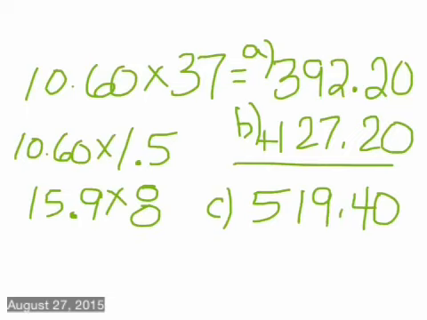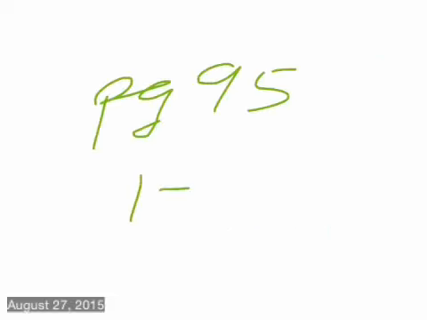So as far as our steps go, that's what we're doing. So we're just adding an additional step than what we did yesterday. Is everybody okay with that? Okay. So on page 95, we're 1 through 12.